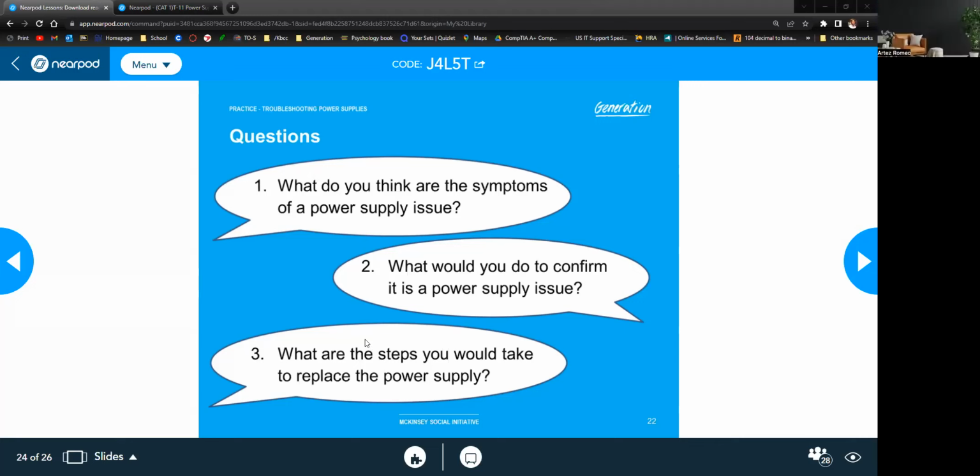First, you have to turn off the power supply switch and unplug the AC. Right, you got to turn it off and unplug it. That's step one. Thank you. Step two.